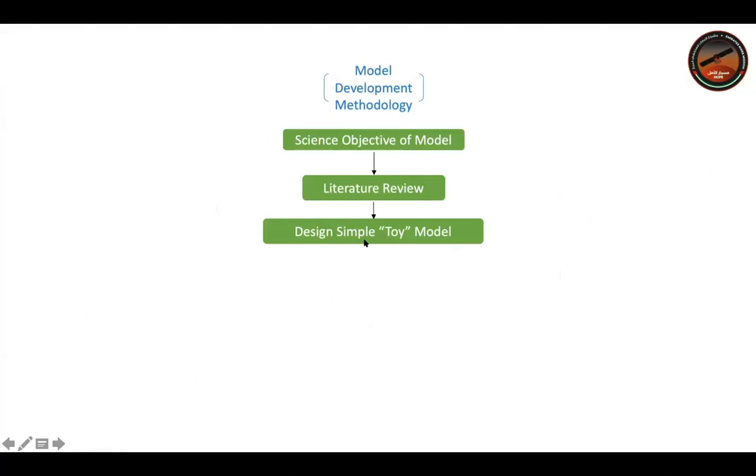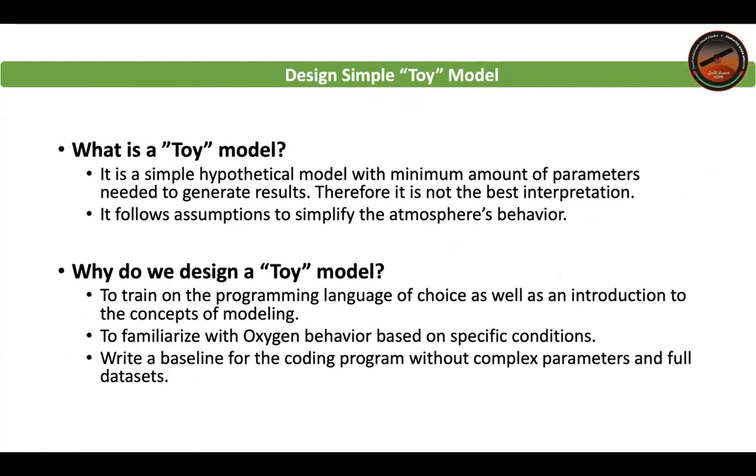So here, when we started getting our hands dirty and starting to create this model, we decided first off to start designing a simple toy model. So what do we mean when we say toy model? Basically it's a hypothetical model where we add the minimum amount of parameters to generate results. So it's definitely not the best interpretation of oxygen, but it's just the beginning step. It follows a lot of assumptions about the atmosphere's behavior. So why did we decide to take this step? First off, it was a very good training to start in radiative transfer modeling, getting used to the programming language, and an introduction to the concepts of modeling. It was a very good start to understand how oxygen might behave based on values that we got from literature. And it was a great baseline to start before building our radiative transfer model.